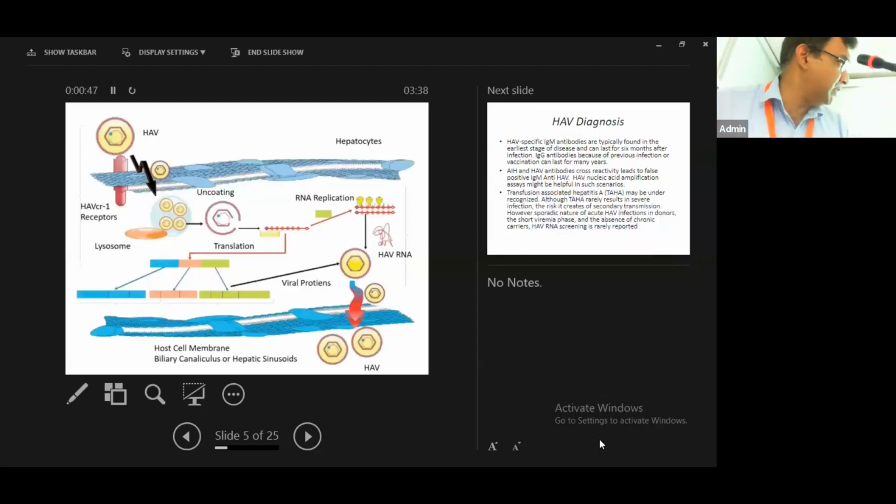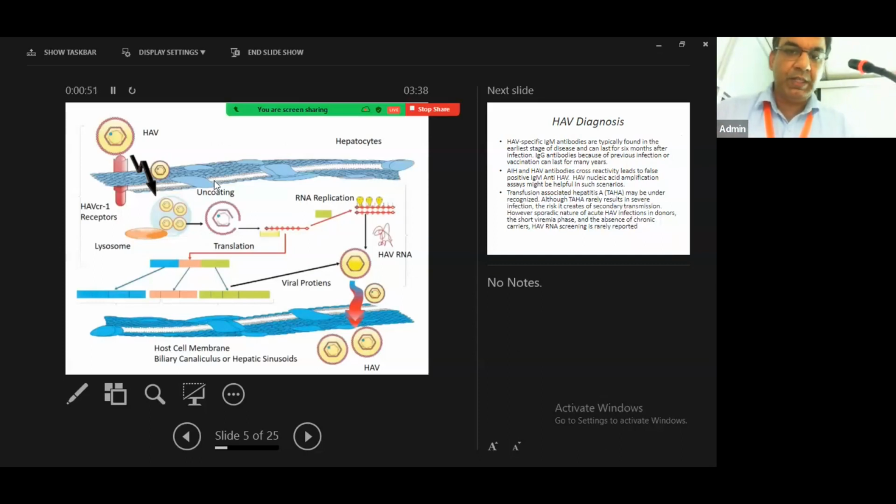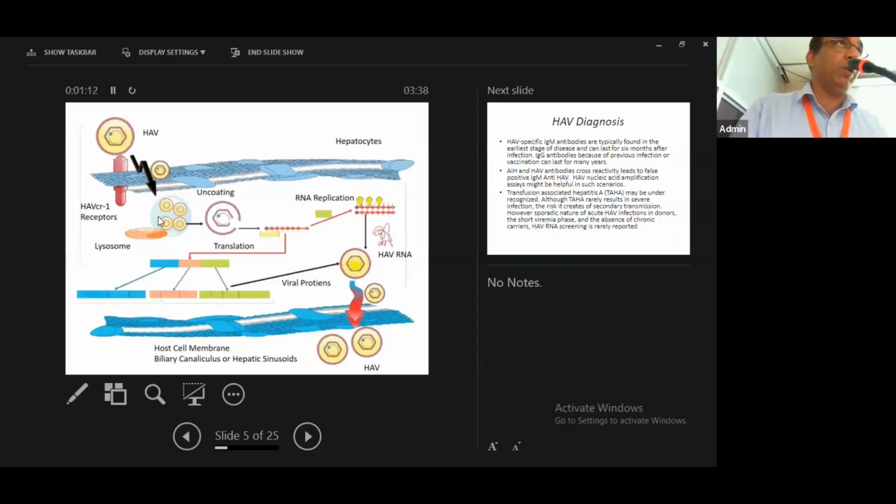This is the replication cycle, a very busy diagram, not much of clinical significance. The only thing we need to understand is this receptor, the HAV-CR receptor, which is common for hepatitis A and E. Both hepatitis A and E can enter through this receptor, and that is why co-infection is common. If you have hepatitis A, hepatitis E can also go along with it, and both come through fecal-oral transmission. So this is what I just wanted to bring.